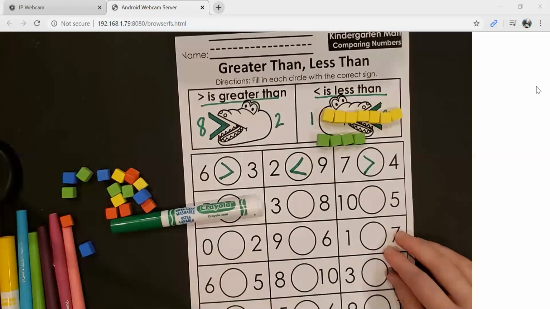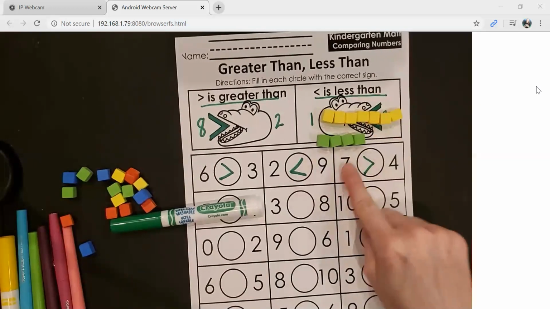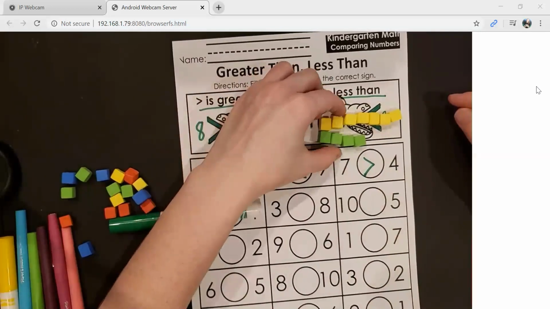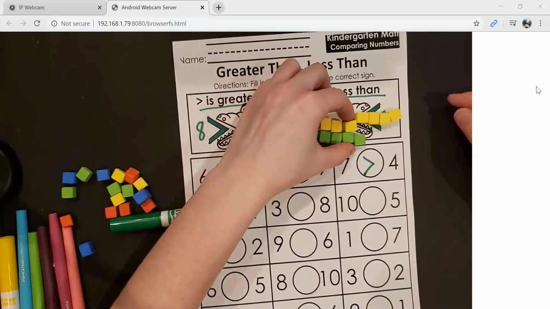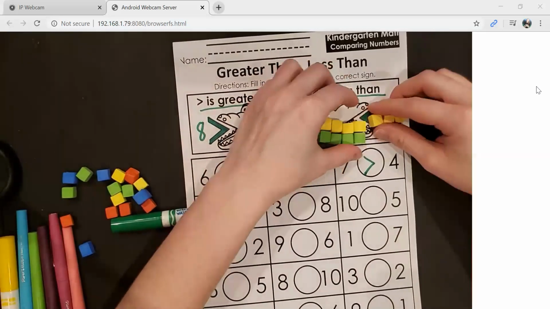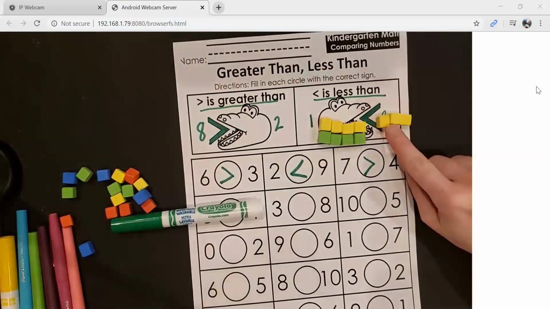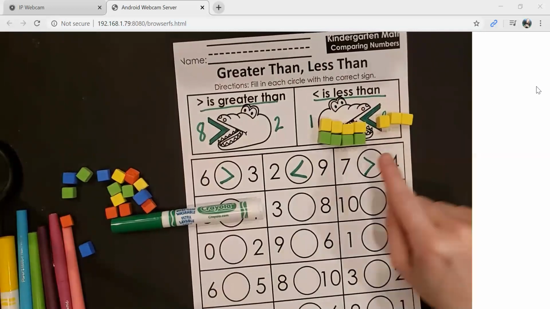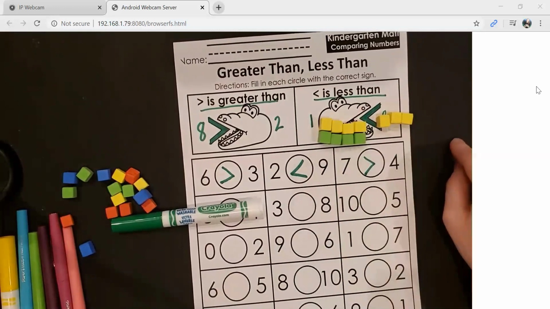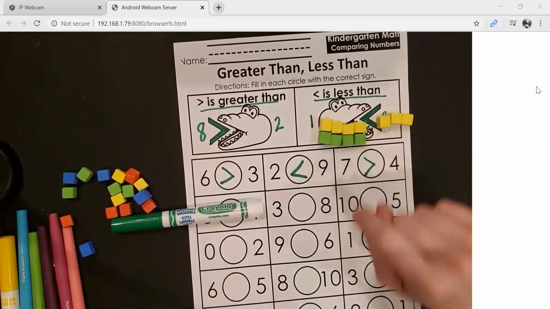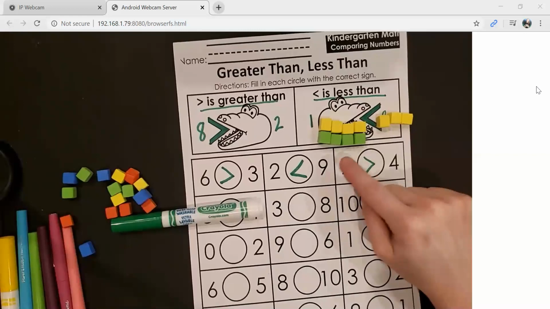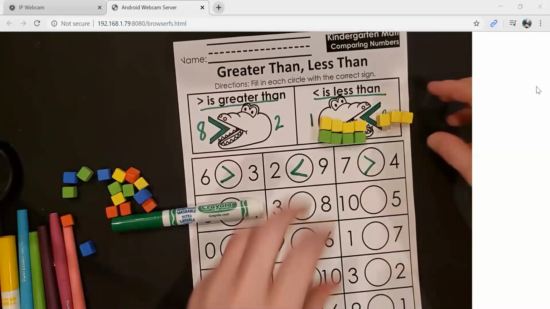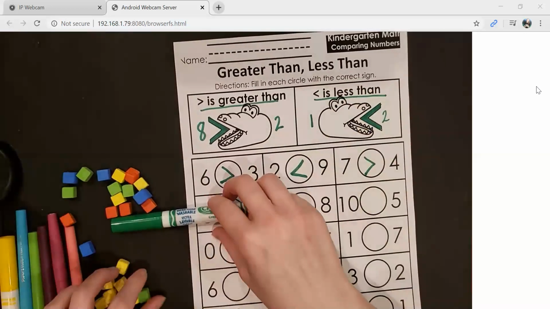Okay, so here's my yellow line representing 7, my green line representing 4, and if I buddy those guys up, they have a partner, they have a partner, they have a partner. Oh no! There are 1, 2, 3 yellow friends that do not have a partner. So that means yellow is the greater number, and it's because there are 3 more yellow than green. Green is less than yellow. Okay, good job.